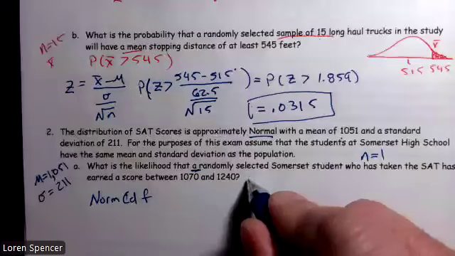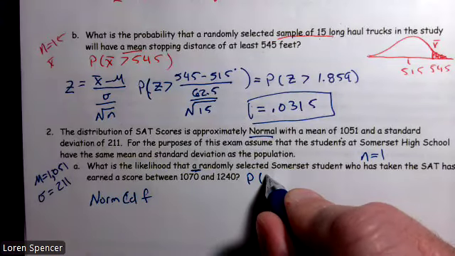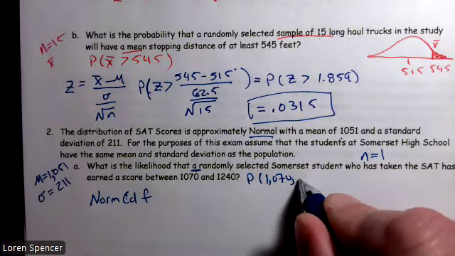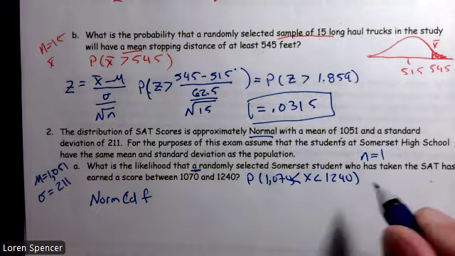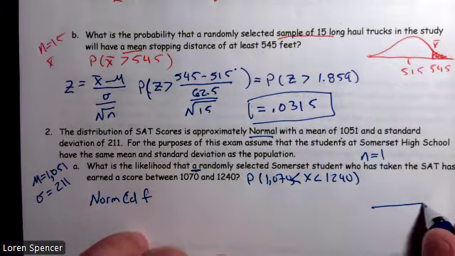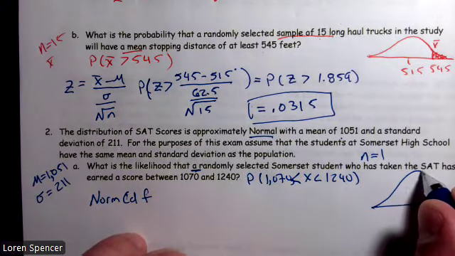But what am I looking for? I'm looking for the probability that 1070 is less than X is less than 1240. And the way that looks on the graph is something like this.